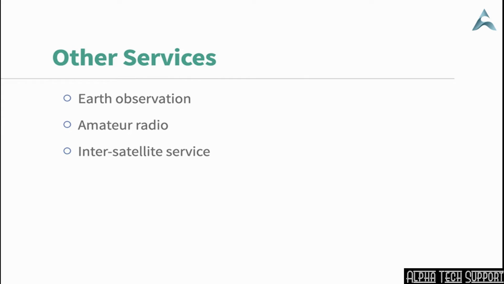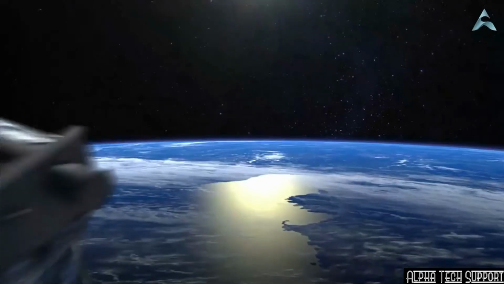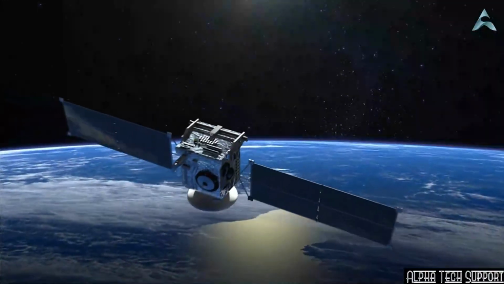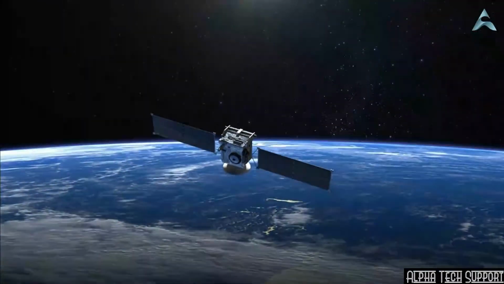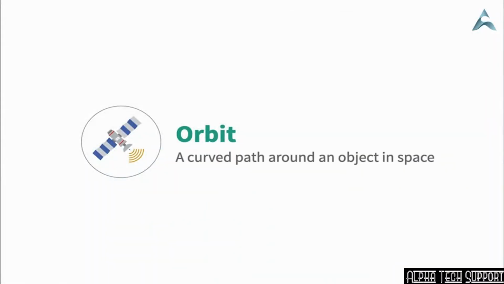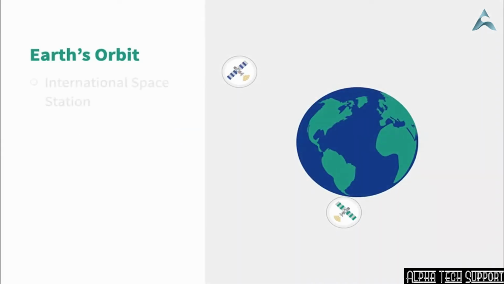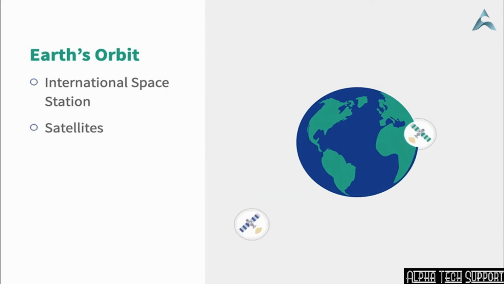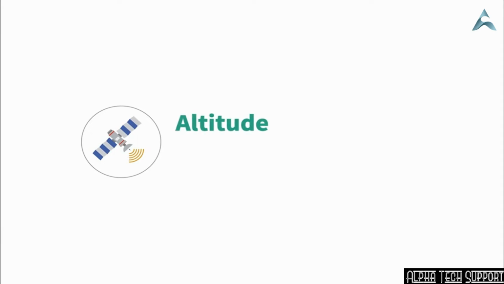and multimedia internet service. A satellite needs to be launched to a curved path around an object in space, and this curved path is called an orbit. Just like the International Space Station, a satellite is put into one of the Earth orbits, circling around the Earth's surface at a certain distance. And such a distance a satellite circles around Earth's surface at is called altitude.